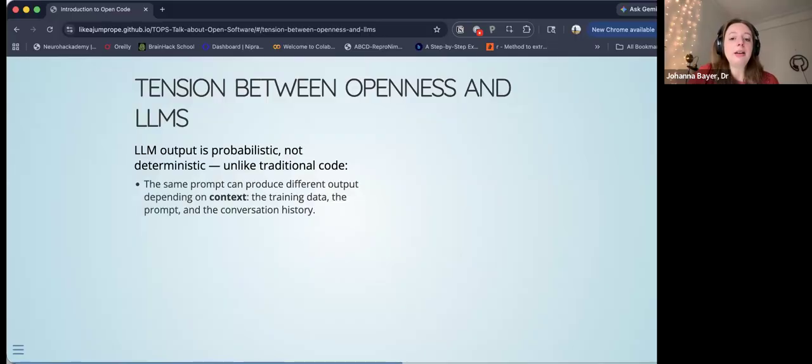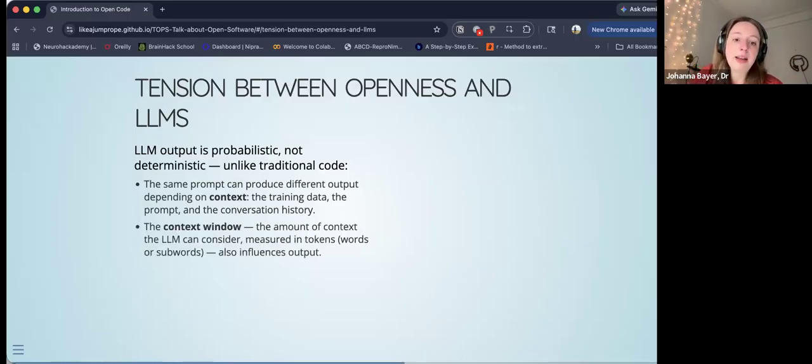LLM output is dependent on a couple of things. The first, of course, is the training set, but the second one is the context. The context is usually a set of tokens that the LLM output is conditioned on. Most of the time, it's your previous chat history, but it can also be any file or any information that you give the LLM with your prompt. And this changes the output.